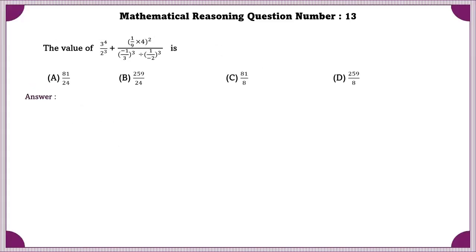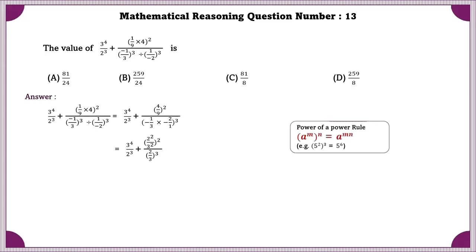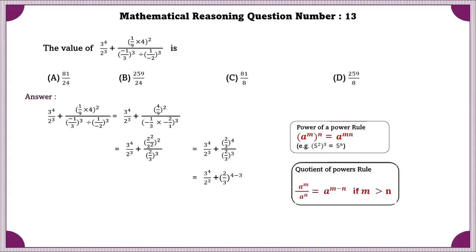Mathematical reasoning question number 13. The value of the given expression is. Now using the power of power rule, we can simplify and write it. Now after the power of power rule, we can use the quotient of power rule, that is subtracting the power of the denominator from the numerator powers. That is 259 by 24.